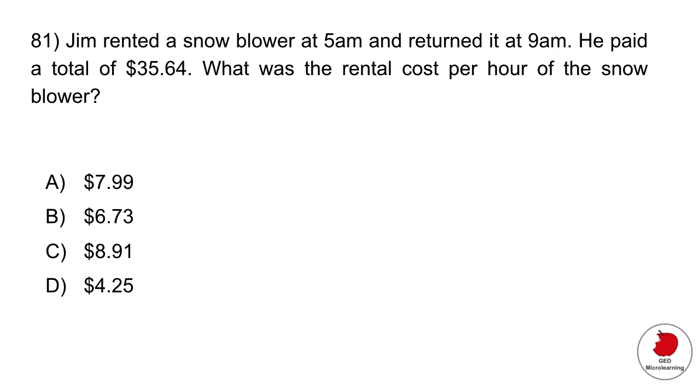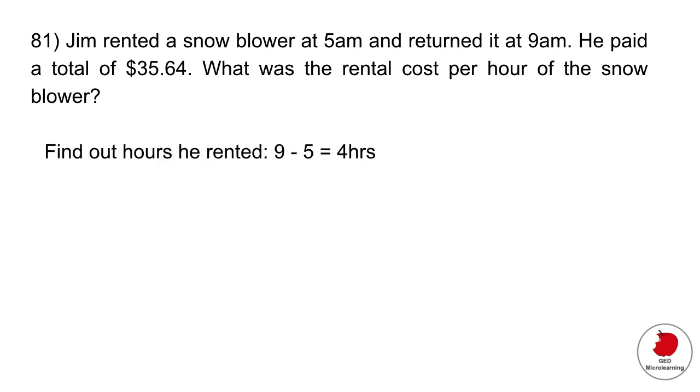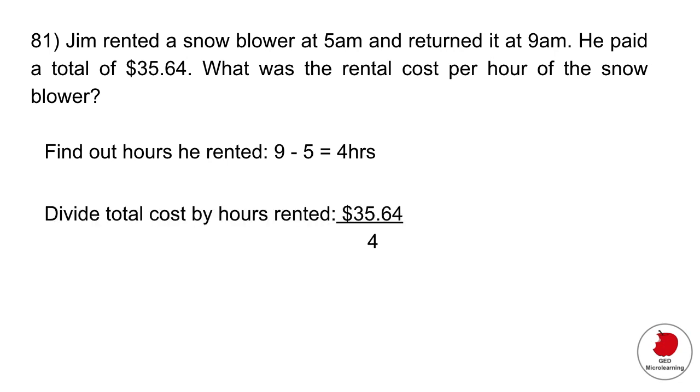All right, so the first step here is to find out how many hours he rented the snowblower, right? So basically it was 4 hours. And then all you have to do is divide the total cost, 35.64, by 4, and that's going to tell you the cost per hour. Okay, so the correct answer would be C.